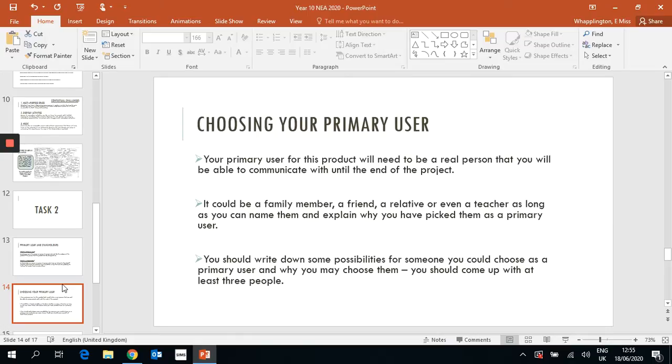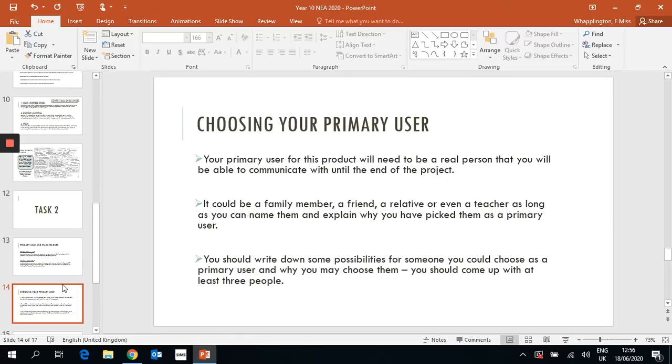So your task is to write down some possibilities for people that you could use, and why you might choose them. Now, I want 3 people as a minimum. If you think of more, that's fine, but I only want you to come up with 3. So name that person, and then explain why you might be able to use them as a primary user. Okay, that's task 2. So task 1 is 2 spider diagrams. Task 2 is 3 examples of a primary user and why you would use them.